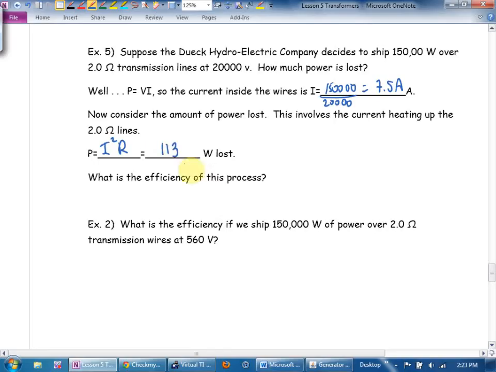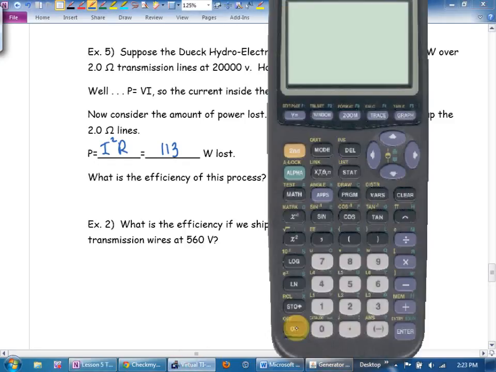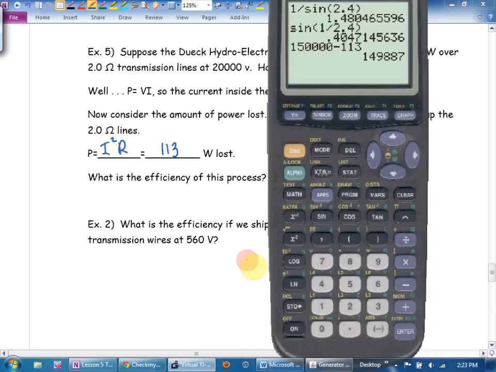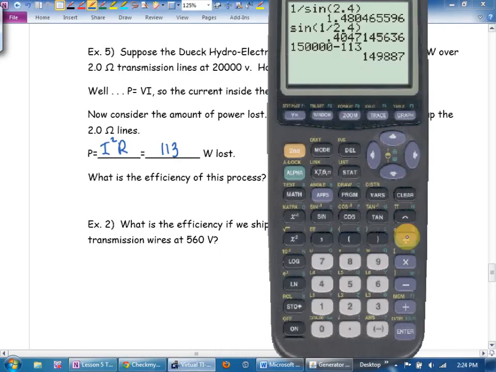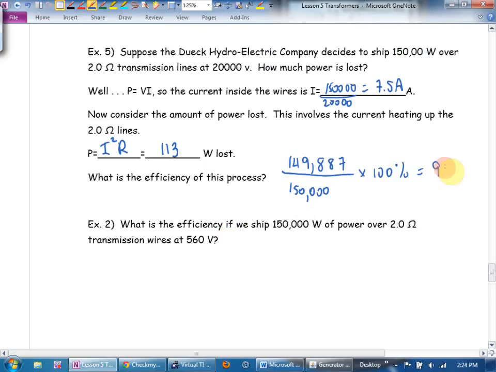How efficient is this? Well, we're starting with 150,000. We're losing 113, which means we're keeping 149,887, and then times 100% to make it a percentage. How efficient is this system? Pretty good. What'd you get? As a percentage, so when you times by 100. No, that's how efficient, not how much do we lose. The efficiency is going to be how much you kept divided by 150,000 times 100. 99.9. Oh, it's great. In our real world, that's as close to perfect as we can get.